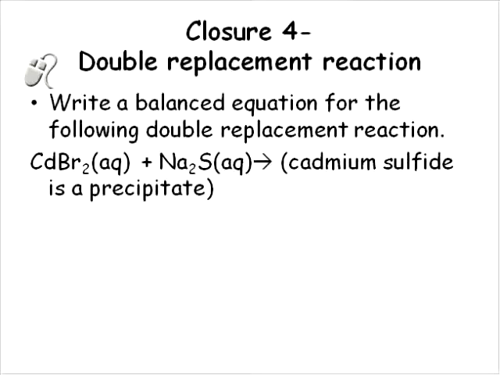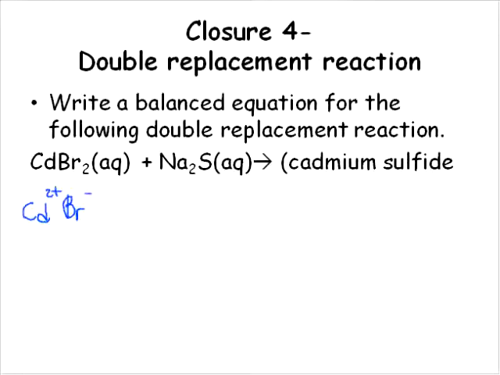Okay. So let's take a look. We have cadmium sulfide as a precipitate. Let's just give us some room here. Okay, let's break this down. We have two bromines. Bromine is a -1 charge. We have two of them, so that means this cadmium has to be a +2 charge. We have sodium, which is going to be +1. Sulfide is going to be a -2. And then we have forming cadmium sulfide.